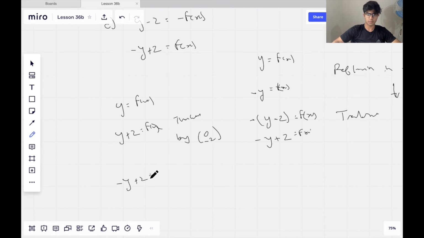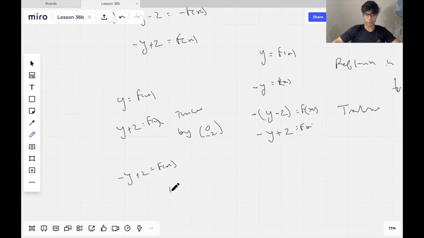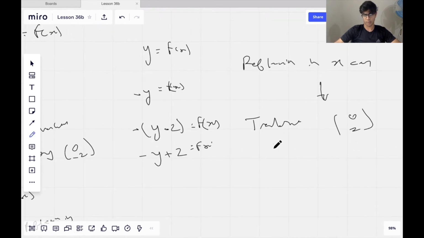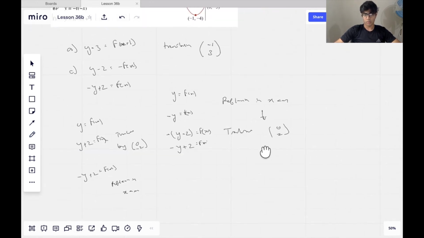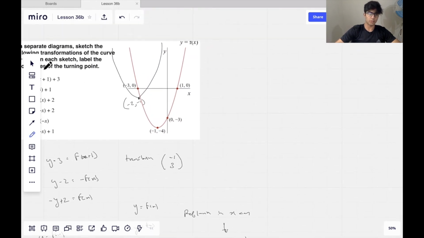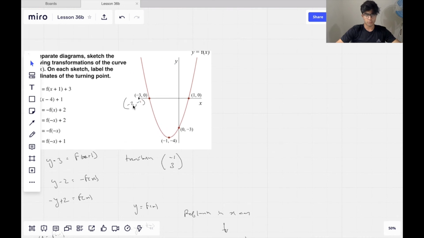F of x. So then reflection in x-axis. You can do it either way, but just make sure that when you reverse the process, you actually change the translation. So you have to watch out for that. So I'm going to do it this way. I find it easier to reflect first, I think, but this is just personal preference.